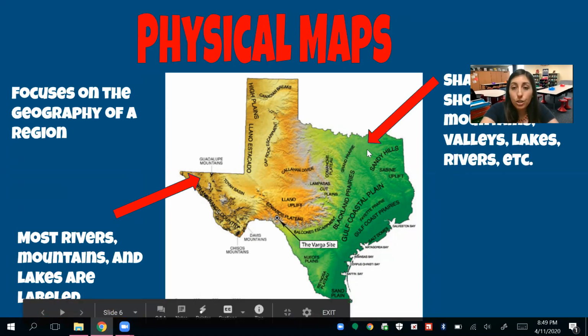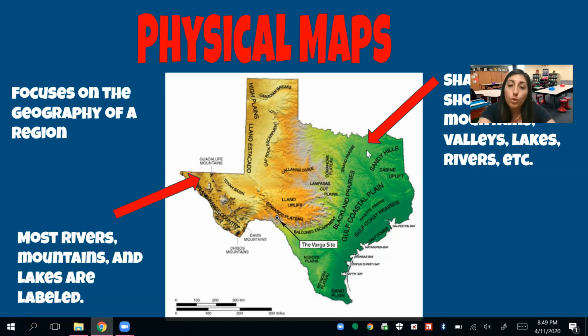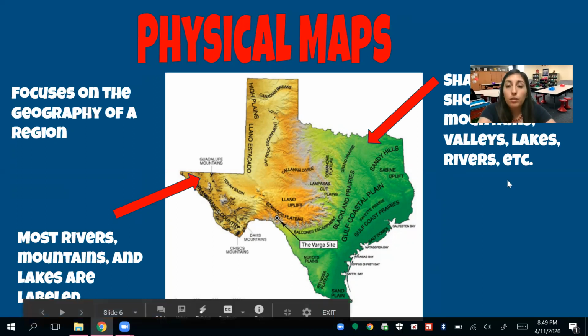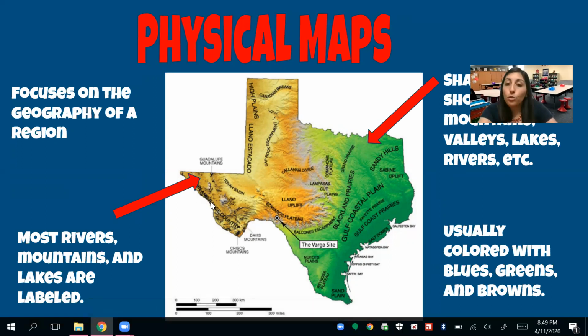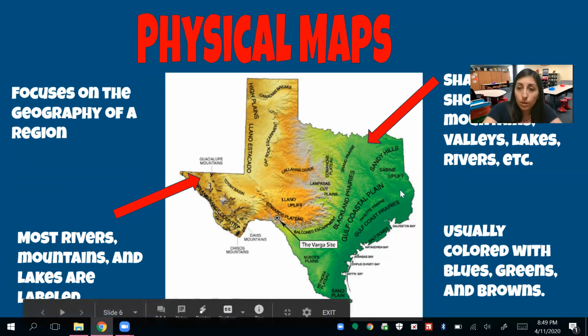They're shaded to show the different mountains, valleys, lakes, rivers. So they're going to use just a few colors. It's not going to be super colorful, but they're going to use blues, greens, and browns to show you those different types of landforms. So the mountains are usually going to be more of a sandy brown color, and then the plains are going to be green, and then obviously bodies of water would be the blues.